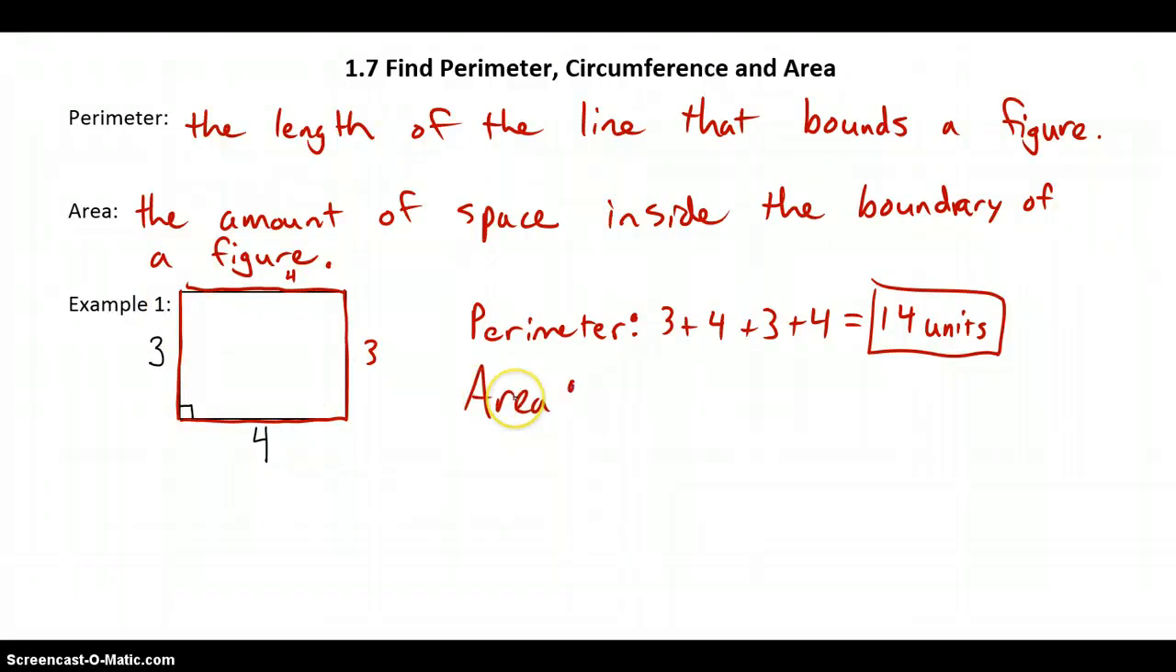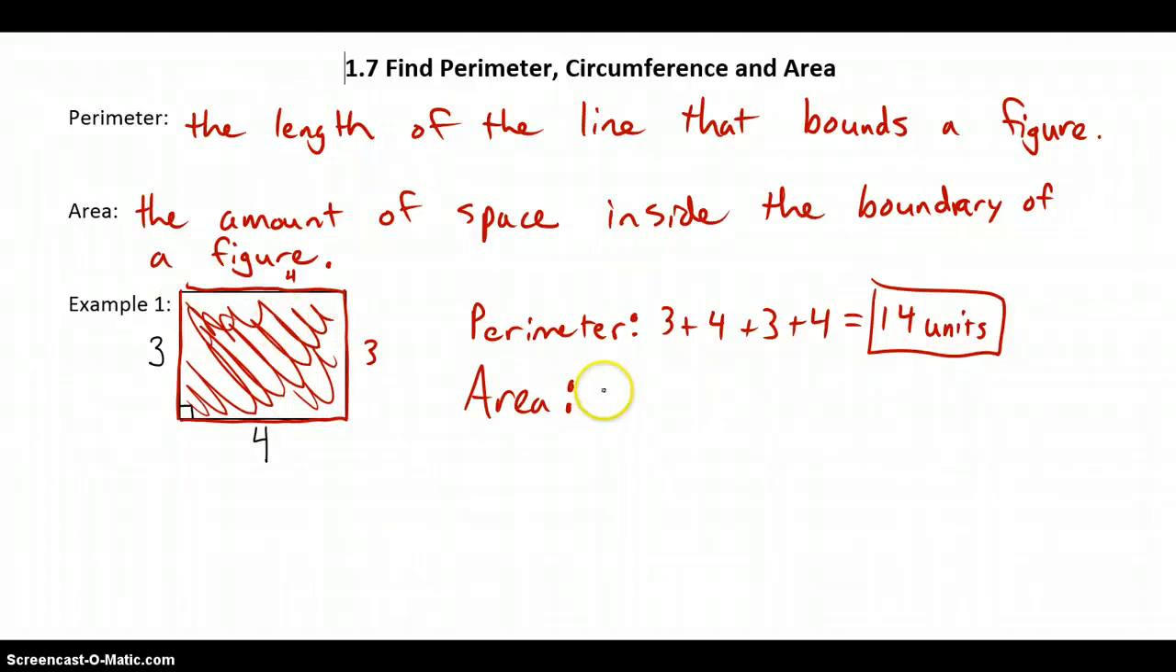Area is a different measure. Area is how much space is on the inside of this figure. How many square units fit inside this figure. To find the area of a rectangle, I need to take base times height. I need to take the base of my figure, 4, and multiply it by my height, 3. So in this case, I get a grand total of 12.